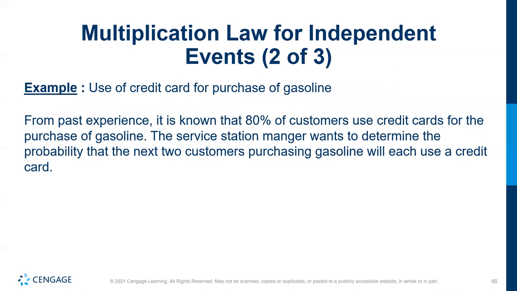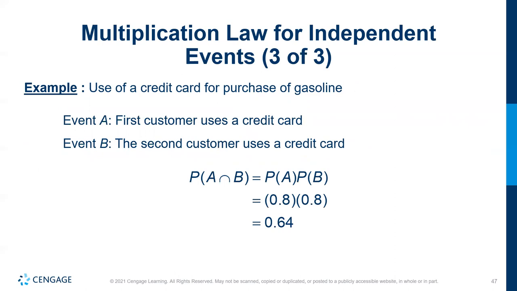So here's our example, the use of a credit card to purchase gasoline. Past experience, we know that 80% of customers use credit cards for the purchase of gasoline. The service station manager wants to determine the probability that the next two customers purchasing gasoline will each use a credit card. Okay. So event A is the first person using a credit card. Event B is the second person using a credit card.